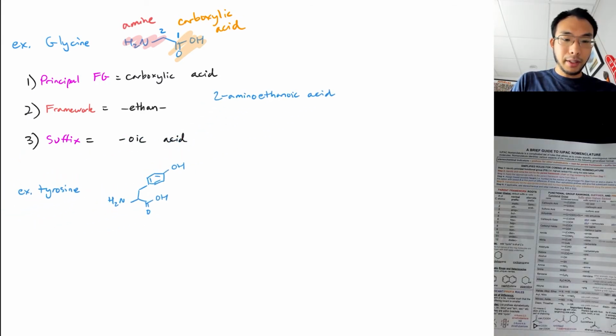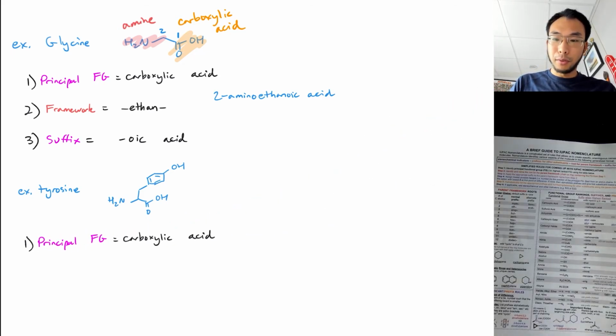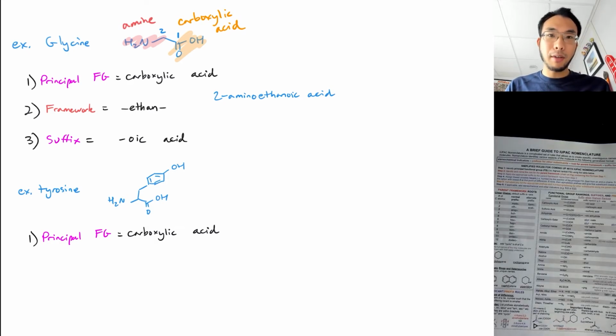So this right here is the amino acid tyrosine. You see it looks structurally similar to glycine, but there's a little bit more going on, of course. So same steps, right? I go through and look for my principal functional group. I find that it is still a carboxylic acid right here. So I have that functional group. I also have the amine, and then I also have an alcohol at the top right here.